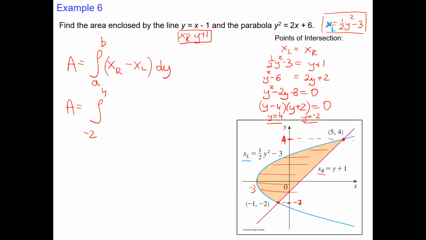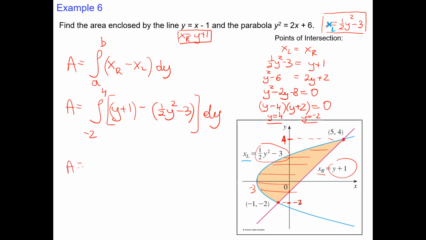The right-hand side is the line, y plus 1, minus the left-hand side, which is negative 1/2 y squared minus 3, and everything will be integrated with respect to y. That means you can take your time and finish this integration. But the setup is really important. If you integrate correctly, what will we have?